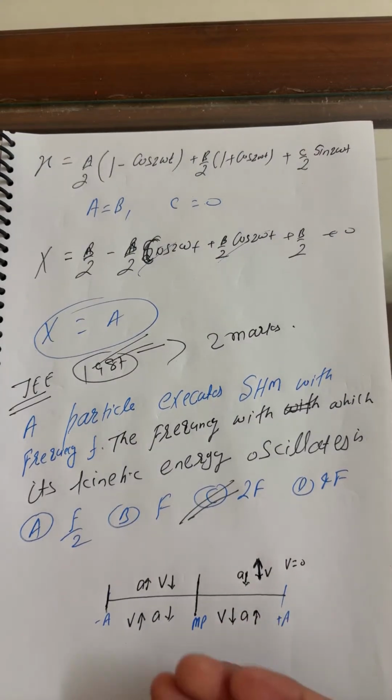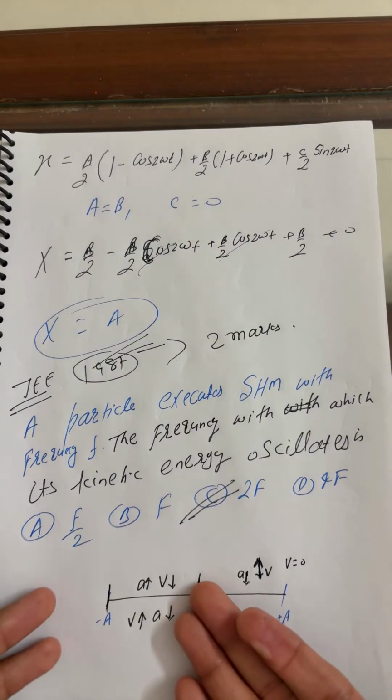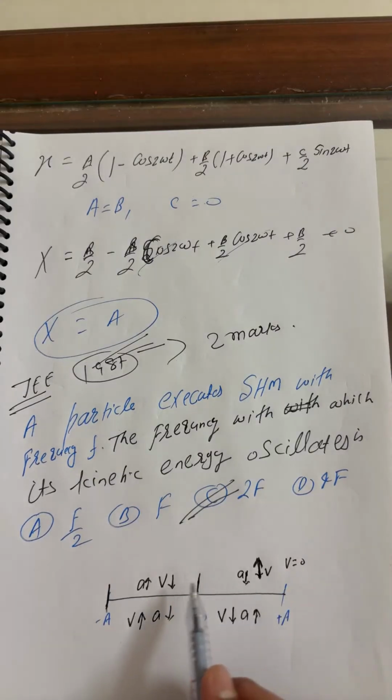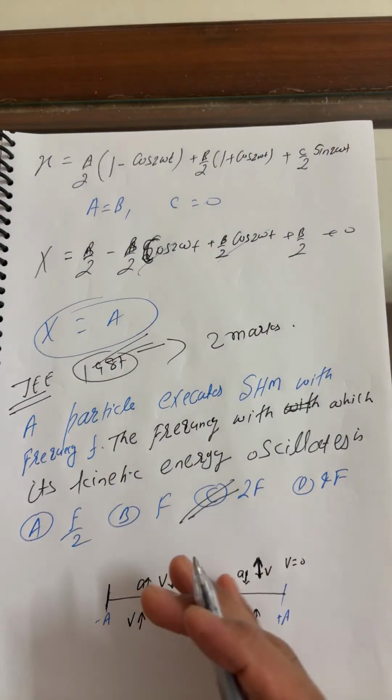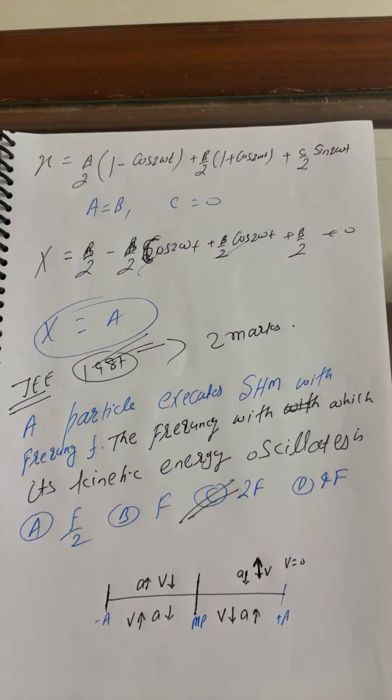So you can say at the mean position we get kinetic energy maximum, and at the extreme position kinetic energy minimum. So this is the condition here. If the frequency of oscillation is f in SHM, then the energy frequency is twice f, twice f here. I hope all of you understood. If you understood, just write in the chat box.